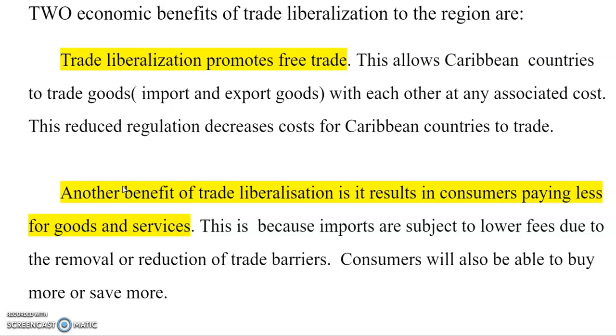Outline 2 economic benefits of trade liberalization to the region. 2 economic benefits of trade liberalization to the region are: trade liberalization promotes free trade. This allows Caribbean countries to trade goods with each other at a low cost or at no cost at all. This reduces regulation costs for Caribbean countries to trade.